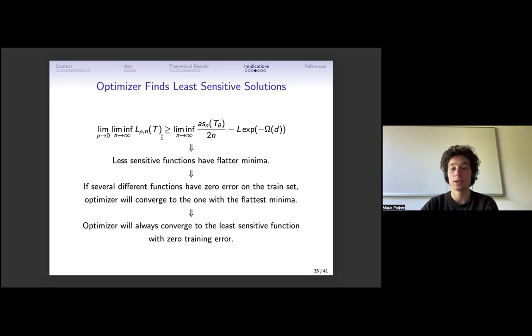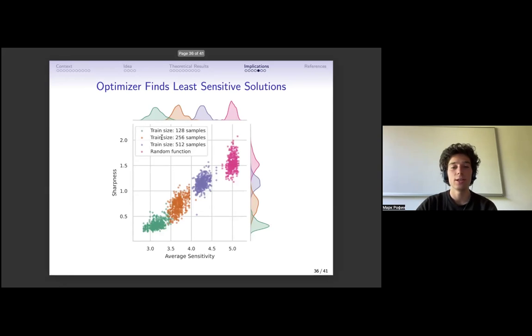sensitivity, then they have minima that are more or less sharp, and the optimizers converge to the flattest minima that they can find. So if the optimizer can pick among different functions, it will converge to the function with the flattest minima. And the function with the flattest minima is coincidentally also the function with the least sensitivity. That's why the optimizer, if it has some freedom, will pick the function with the least sensitivity, which is the origin, again, of this low sensitivity bias in transformers.